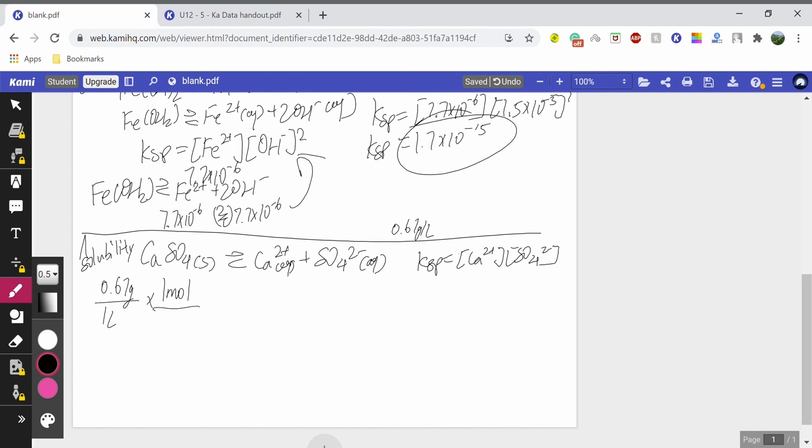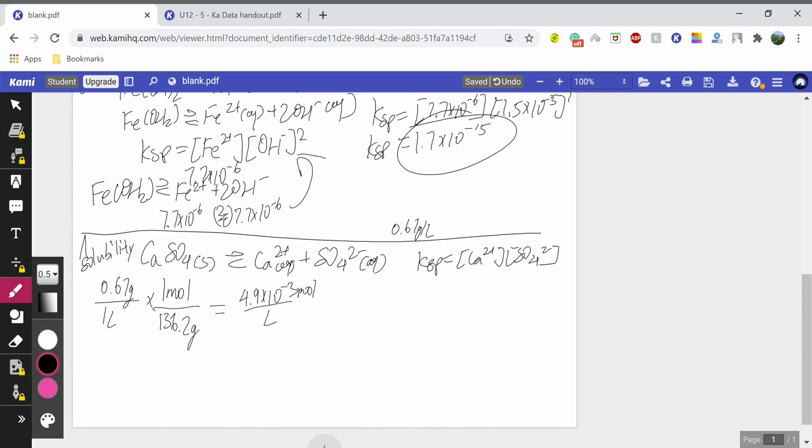CaSO4. Let's go grab our periodic table. Ca is 40.08 plus S is 32.07 plus SO4, 16 times 4, to give you 136.2 grams. And now this is going to end up equaling, let's see, 0.67 divided by 136.2. It's going to give you 4.9 times 10 to the negative third. This is moles per liter.